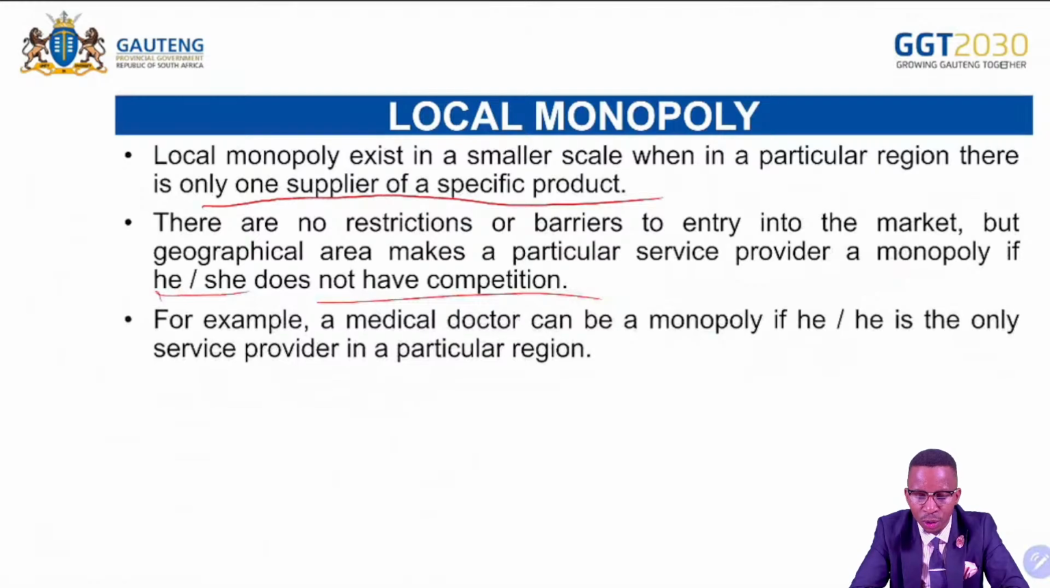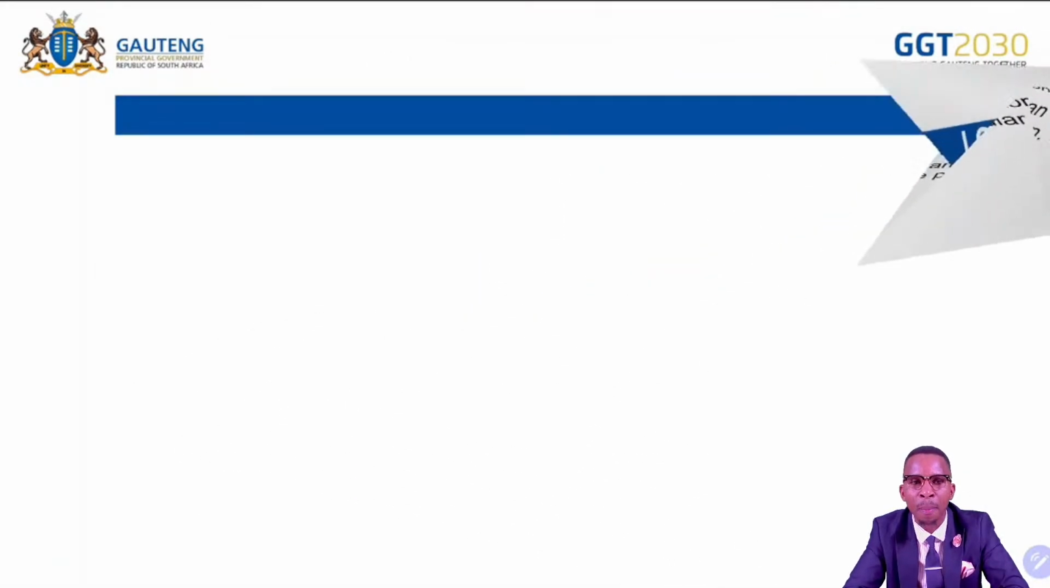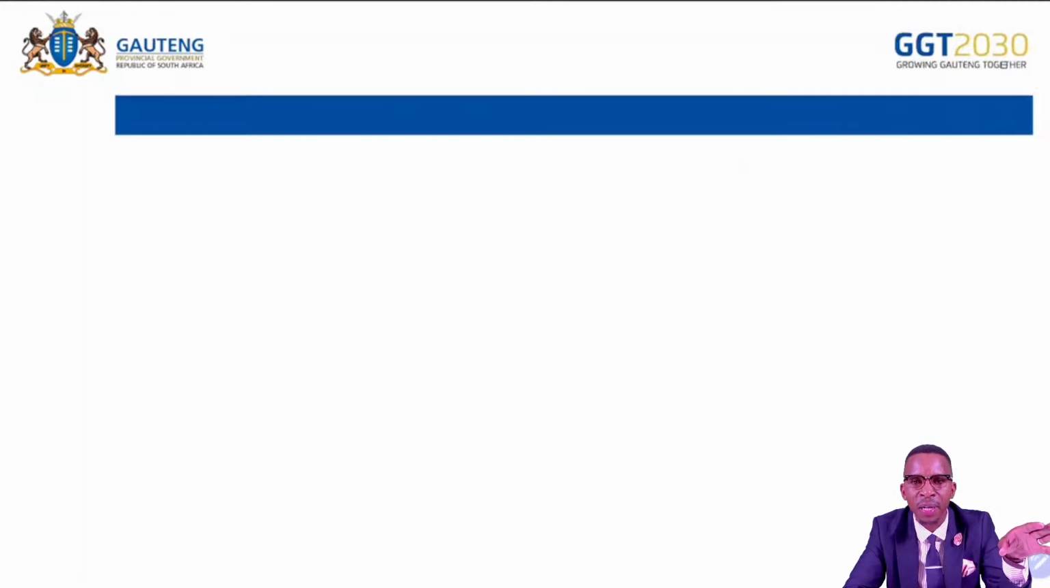For example, a medical doctor can be a monopoly if he or she is the only service provider in the particular region. So it doesn't mean that the medical doctor is a monopoly per se, but becomes the local monopoly if in the area he or she is the only service provider. There is no other service provider providing the same service within the area. So he or she becomes a local monopoly.